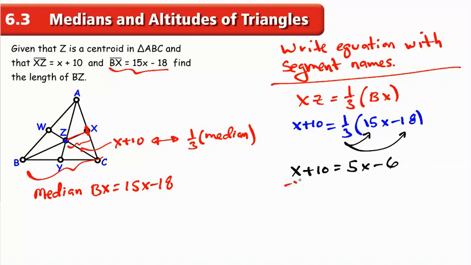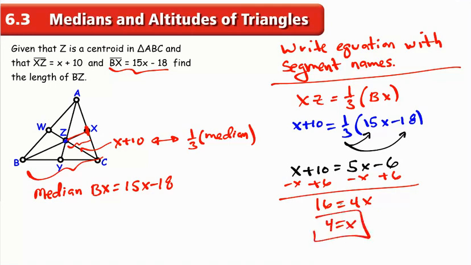Let's subtract x from both sides and add 6 to both sides. 16 is equal to 4x, or 4 is equal to x. And it says find the length of BZ. BZ is the distance from the centroid to the vertex of the median. We should recall that is 2/3 of the median length. So BZ is equal to 2/3 the length of BX.